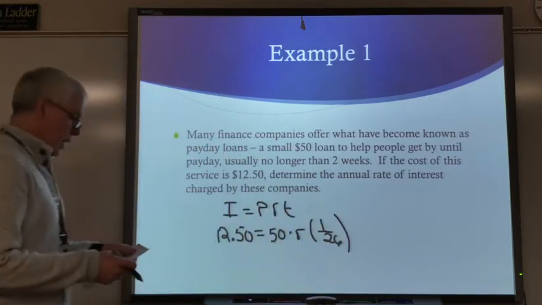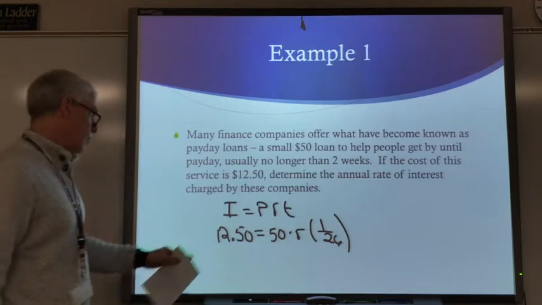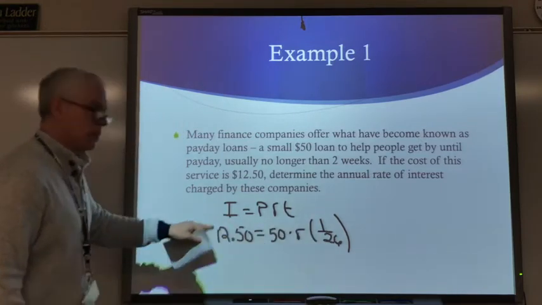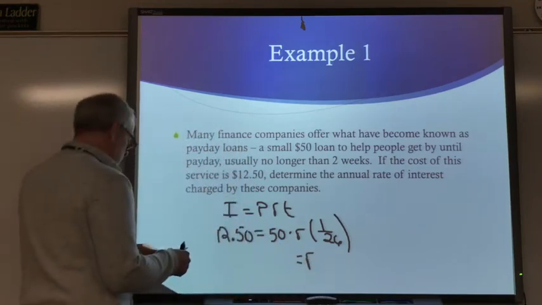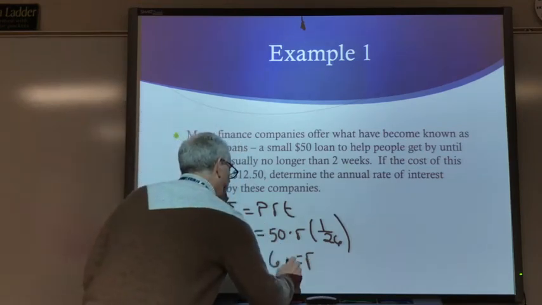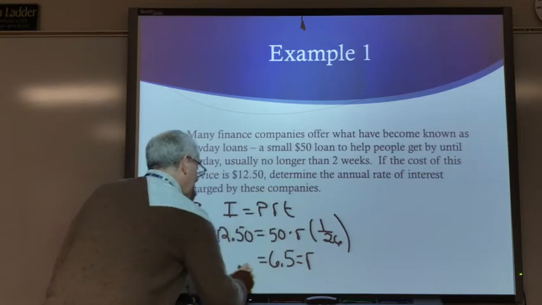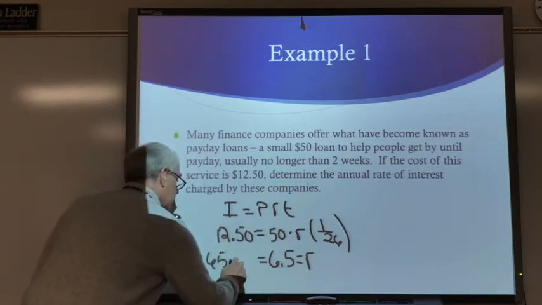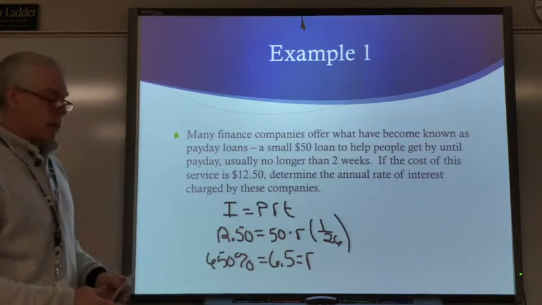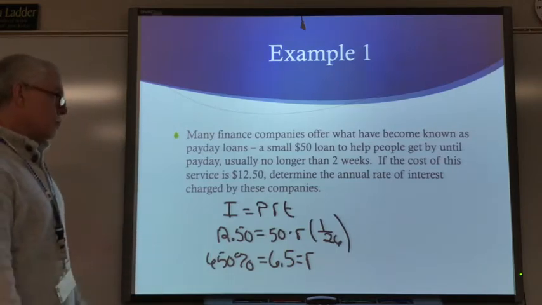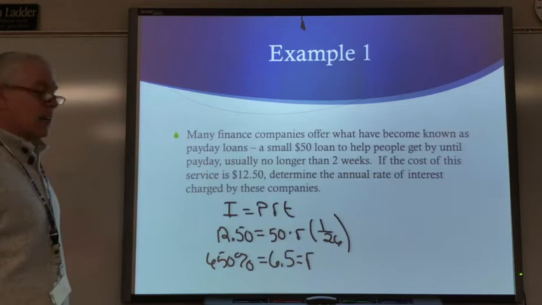Okay? And then you've got some algebra to do, 50 times 1/26th, and you have to divide that into 12.50. And so when you solve for R here, you get 6.5, which if you make that a percent, is 650% annual interest. So when you look at that, is a payday loan really a good idea?